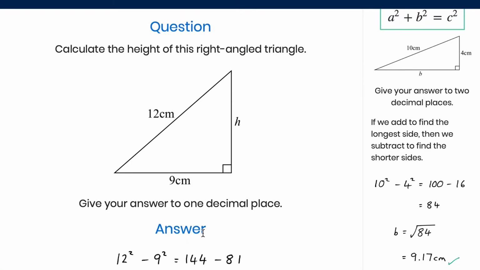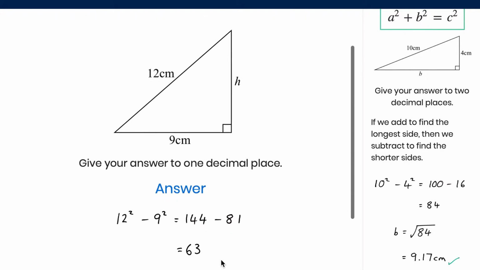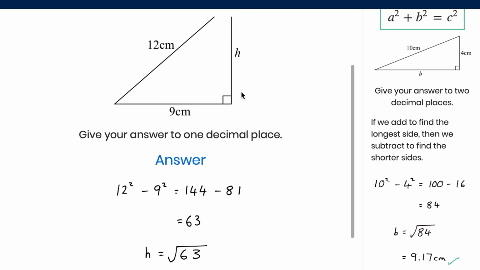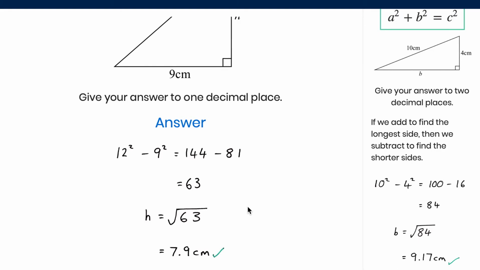And to do this, we calculate 12 squared minus 9 squared, which is 144 minus 81, and this comes to 63, which is our value of h squared here. Finally, square root the 63 to get the height, which comes to 7.9 centimeters, correct to one decimal place.